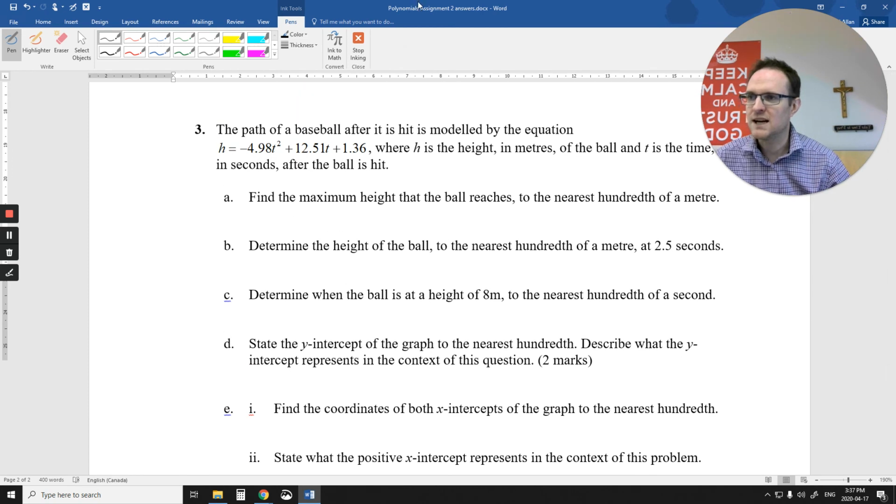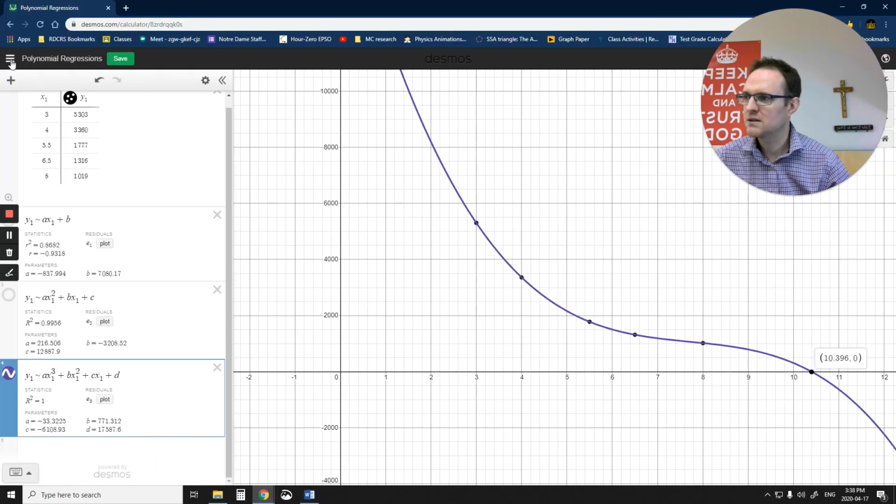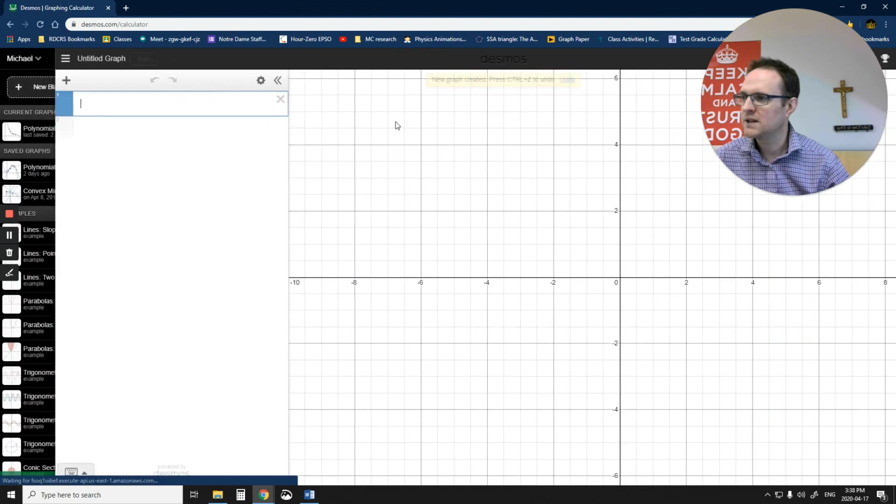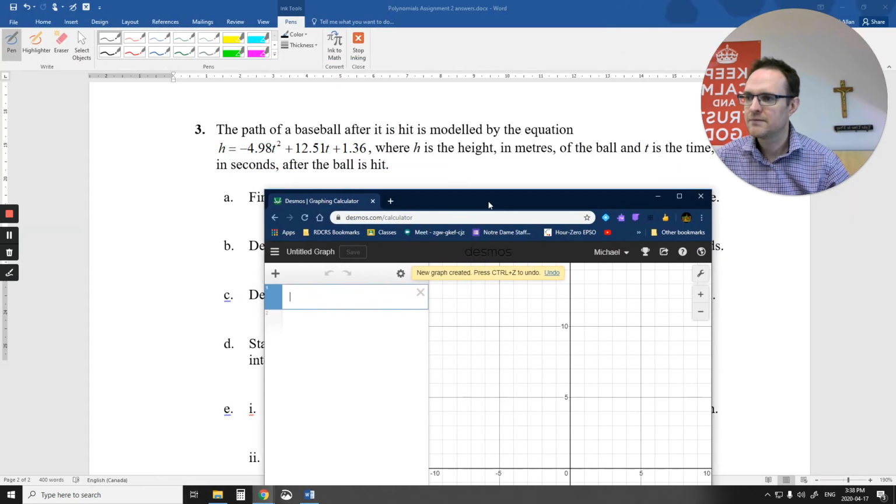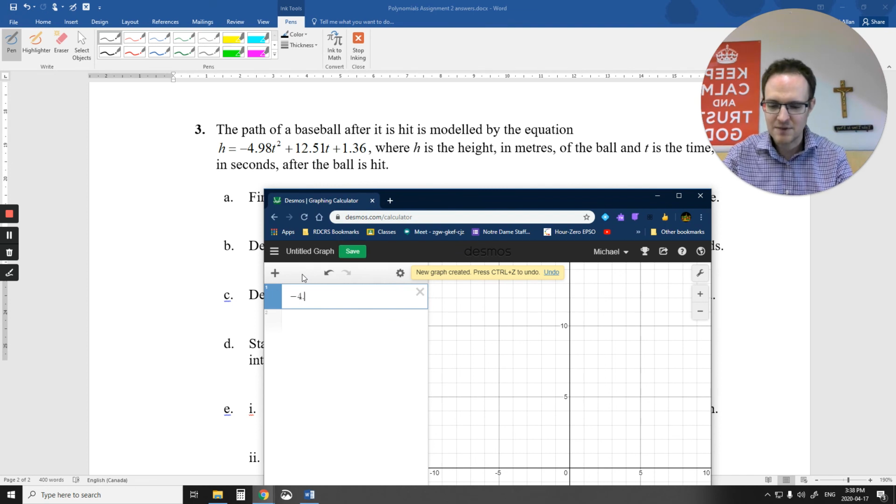So I'm just going to graph this out. Let me go pull up Desmos here. I'm just not going to deal with this one right now, so I'm going to find a new blank slide. I'm not doing a regression, I'm just going to type it in. Okay, so we can't use t's, so we're going to use x's to do all this.